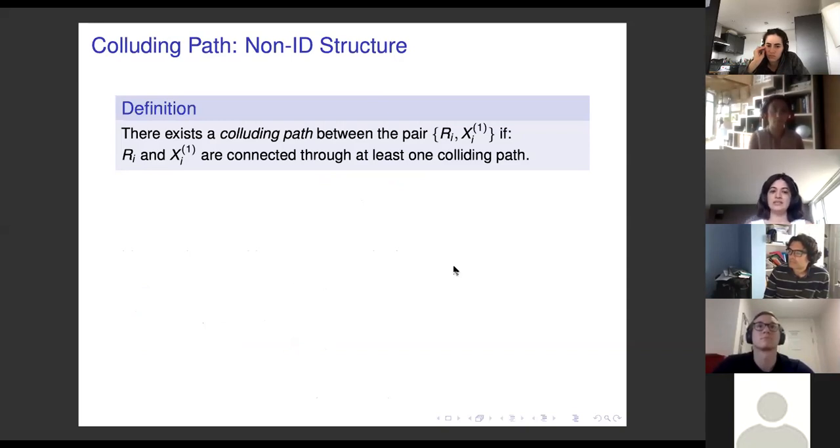We say that there exists a colluding path between the missingness indicator and the corresponding counterfactual Xi1 if the two are connected through at least one colluding path. A colluding path is a path where every vertex on the path except the two endpoints is a collider. So you can think of colluders as a special type of colliders.